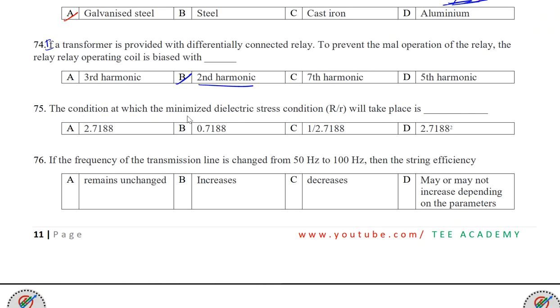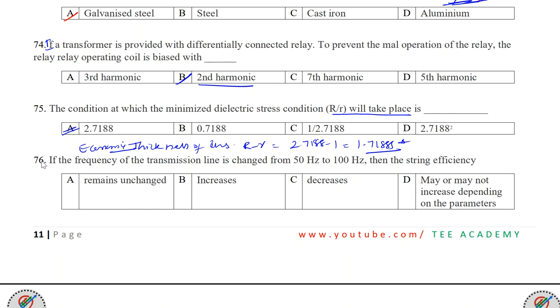Next one, 75th question here. The condition at which the minimized dielectric stress takes place: R by r is equal to e, 2.718. So generally the thickness of insulation is capital R minus small r, which means 2.718 minus 1, that is 1.718. So it is the thickness of insulation for economic purpose. This is also an important point in examination.